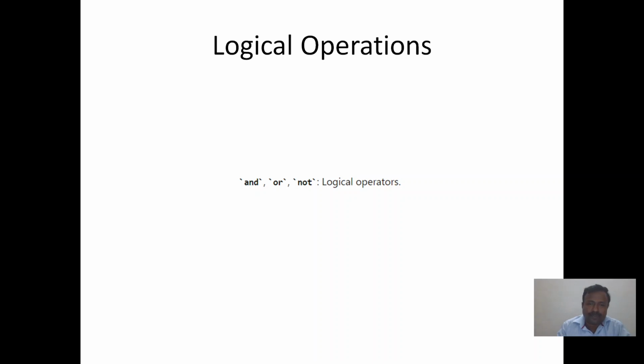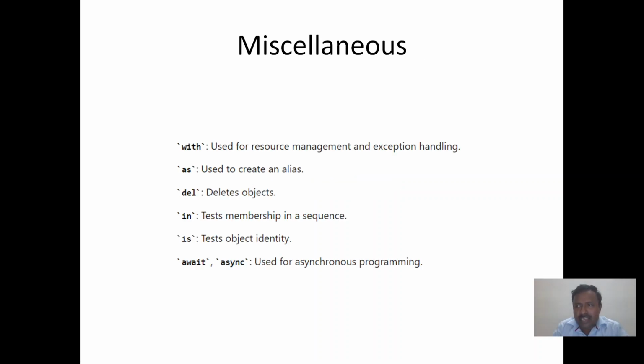And there is a miscellaneous category of keywords. The first keyword is with. The with keyword is used for resource management and the exception handling process. As is the keyword used to create aliases. Del is the keyword used to delete objects. In is the keyword used to test membership in a sequence. Is is used to test object identity. Await and async are used for asynchronous programming.